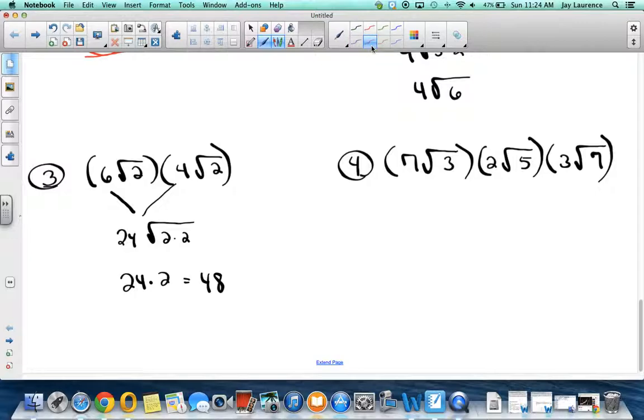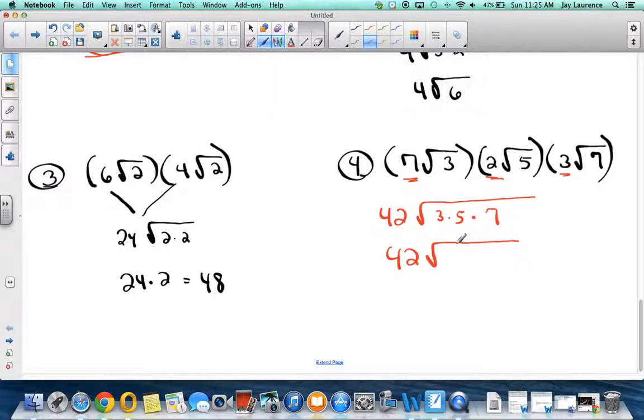All right, on this one here, I'm going to multiply the 7, the 2, and the 3. Well, 3 times 2 is 6, so I'm going to get 42. And then under the rad, I'm going to have a 3 times 5 times a 7. Now, there are no common factors in there. All 3 of those are prime, can't be broken down anymore. So I'm going to have a 42 times, well, I could do 15 times 7, but that might not be as easy as 21 times 5. Or 35 times 3, because remember in multiplication the order doesn't matter.